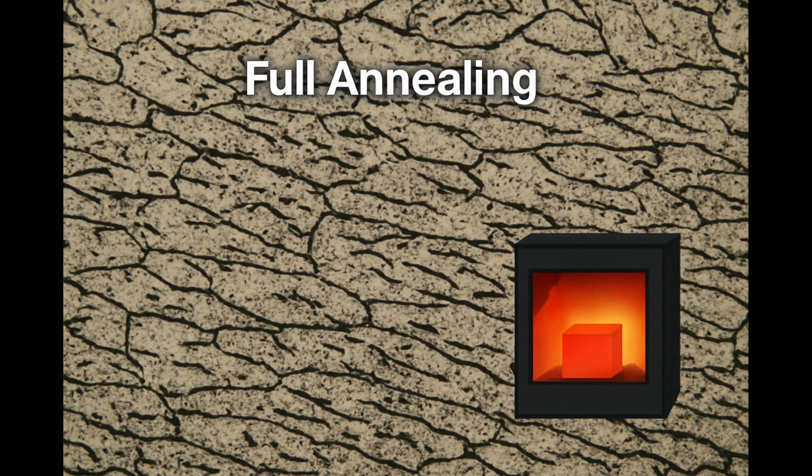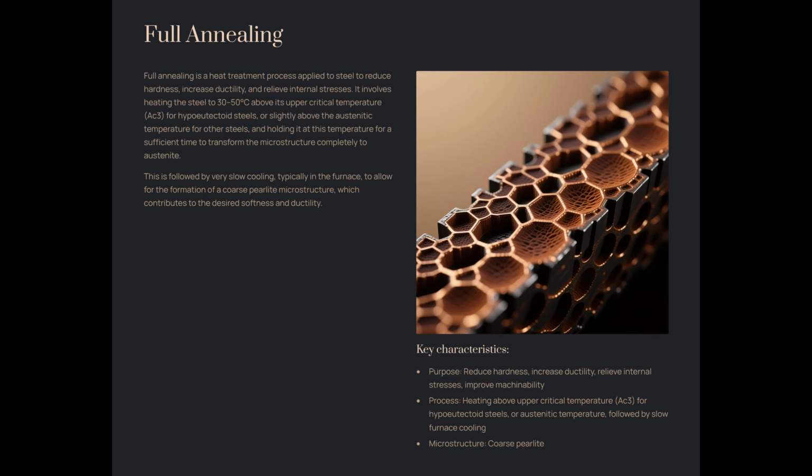Key characteristics: purpose, reduce hardness, increase ductility, relieve internal stresses, improve machinability. Process: heating above upper critical temperature, at Ac3 for hypoeutectoid steels, or Ac1 temperature, followed by slow furnace cooling. Microstructure: coarse pearlite.